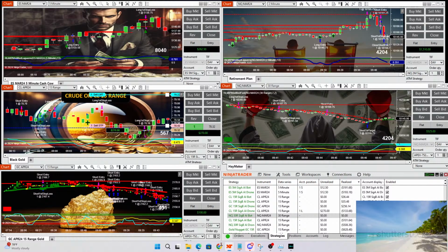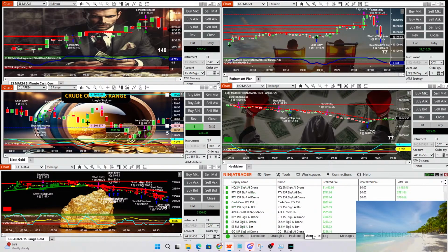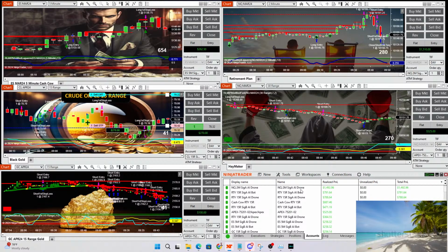On my other account that's trading gold, I'm only up $100. So now I can go back to my accounts and see which ones are really performing the best, and make a decision if I want to transition off of that gold strategy, and maybe put it to one of these other strategies that I know are doing pretty well today.